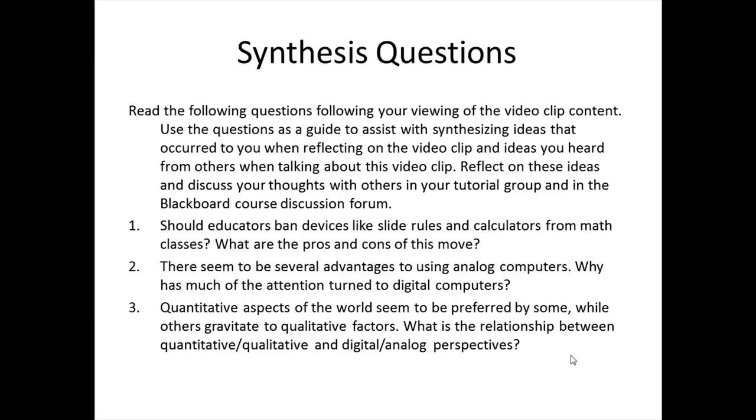And three, quantitative aspects of the world seem to be preferred by some, while others gravitate to qualitative factors. What is the relationship between quantitative, qualitative, and digital analog perspectives? And this brings us to the end of the synthesis questions and this video clip.